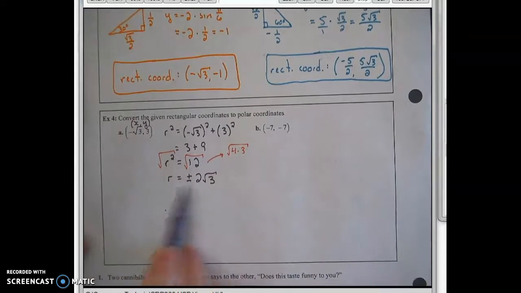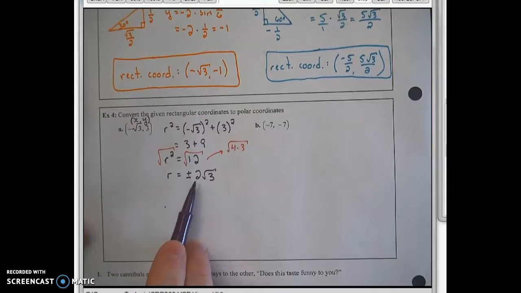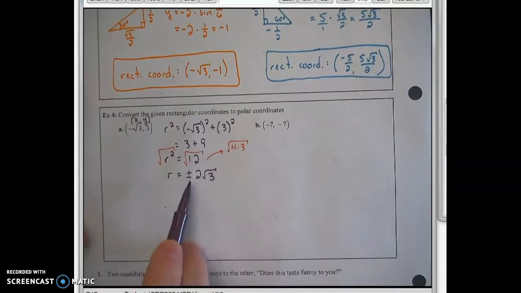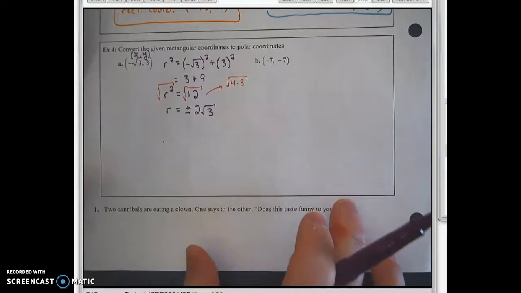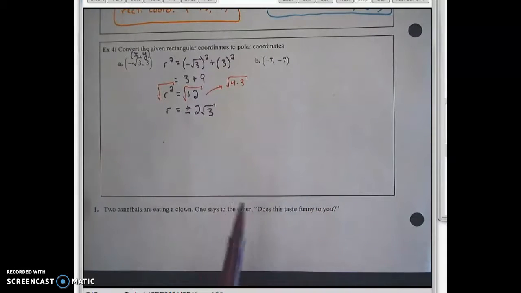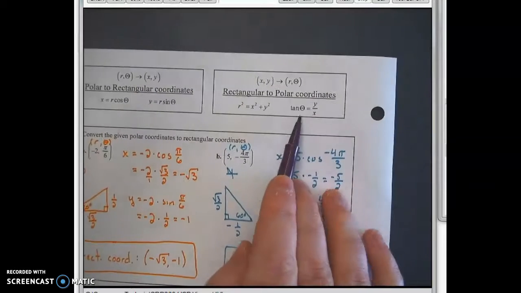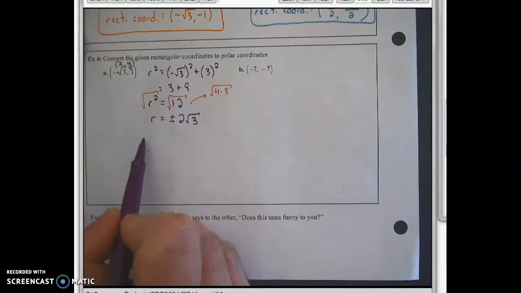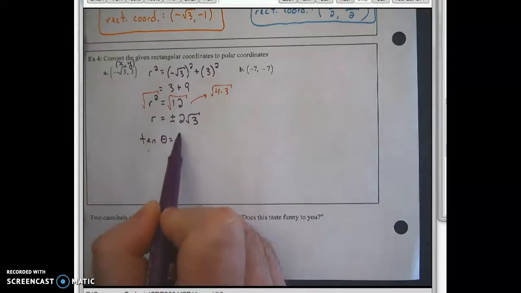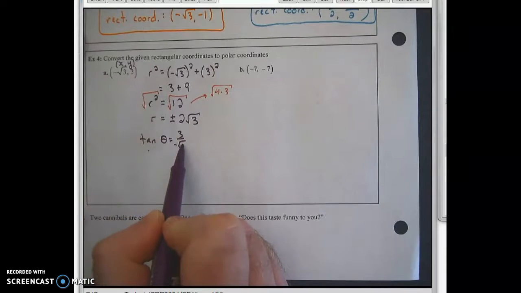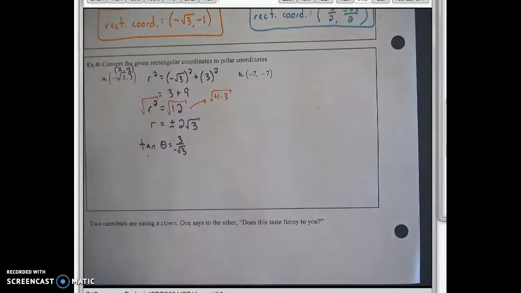Now notice, I'm not going to box this in yet, because when you have a coordinate pair, you can't have both of these. It has to be the positive one or the negative one. And so we're going to do a little bit more work to figure out the angle. So I'm going to go now to my angle formula, which is tangent of theta equals y over x. So for us, that would look like tangent of theta equals y over x.